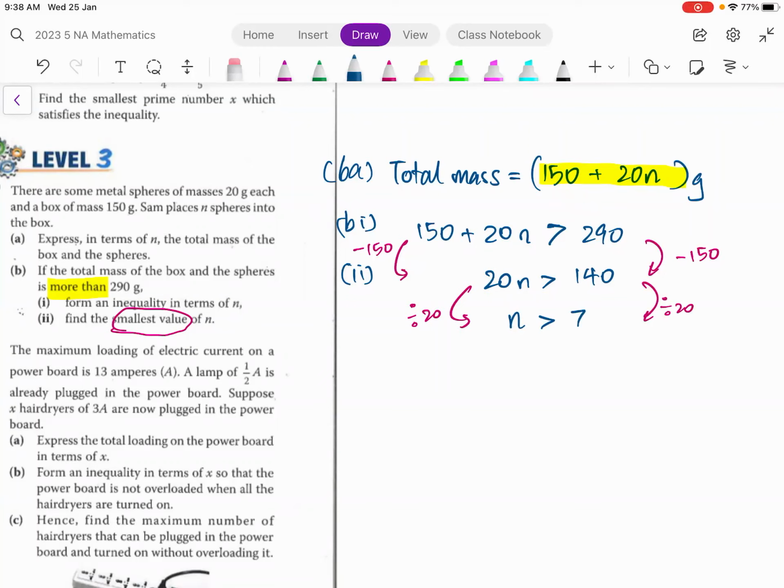N is greater than 7. Take a few seconds, make sure you understand what's happening. N refers to the number of spheres. Our mathematics in part 2 tells us that the number of spheres is more than 7. More than 7 cannot be 7. And then they ask us for the smallest value of n. So what is a number that is greater than 7 by the smallest? Yeah, 8 lah. We cannot have 7.1 spheres, right? We cannot have 7. We cannot have 6. So the smallest n is 8.